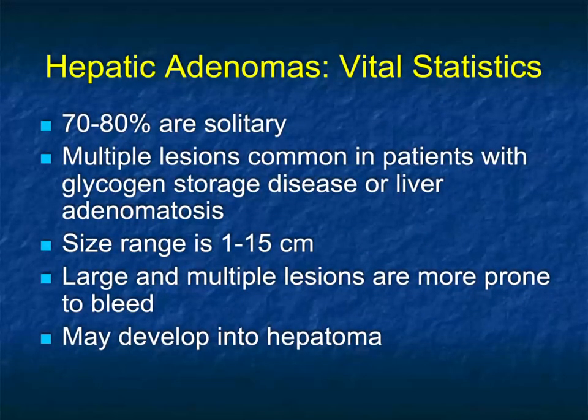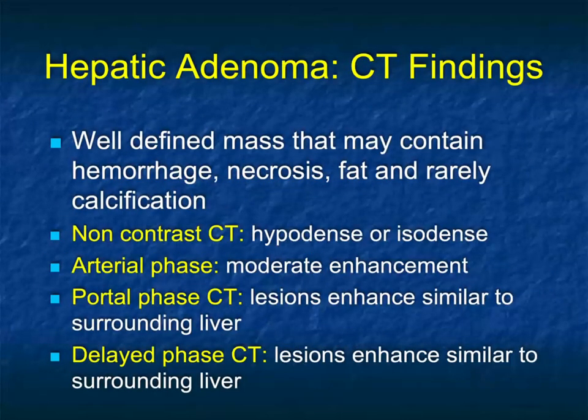The majority of hepatic adenomas are solitary, but they can be multiple. They're particularly commonly multiple in things like glycogen storage disease, and range in size between 1 and 15 centimeters. The big issue with hepatic adenomas is that it's the classic lesion to spontaneously bleed. We'll talk about lesions that bleed from hepatomas to hemangiomas, to hepatic adenomas, to infection, but at the end of the day, hepatic adenoma is always at the top of the list. And then, of course, there's the potential for hepatic adenomas to develop into hepatomas.